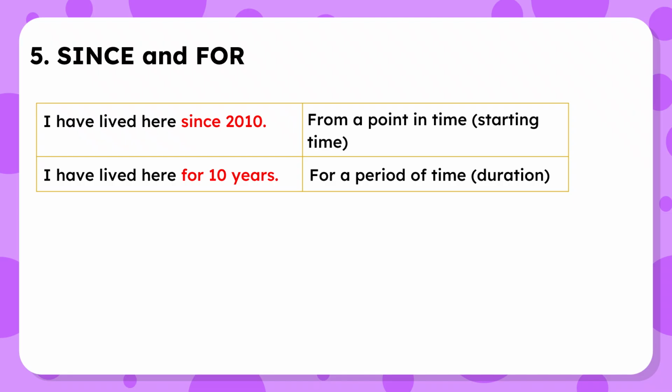So remember, since is from a point in time, a starting time when something started. For example, I have lived here since 2010, whereas for shows the duration of time. I have lived here for 10 years. So 10 years shows the duration, whereas 2010 shows the starting point.